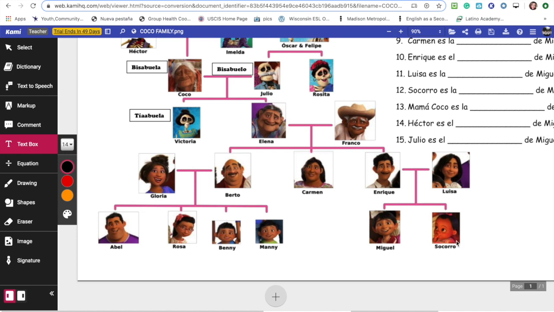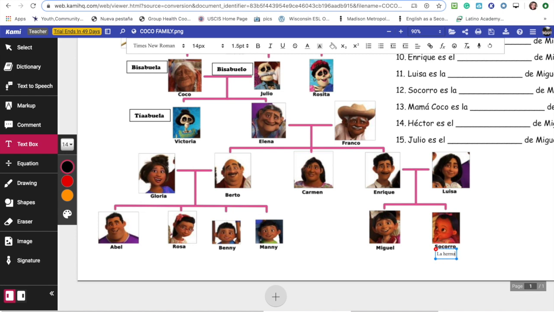And so let's go with Socorro. What is Socorro of Miguel? So what is the relationship between them? So Socorro, she is la hermana, right? Ella es la hermana de Miguel. Hermana, sister. And what is Miguel of Socorro? What is the relationship of Miguel with her? So that will be el hermano.